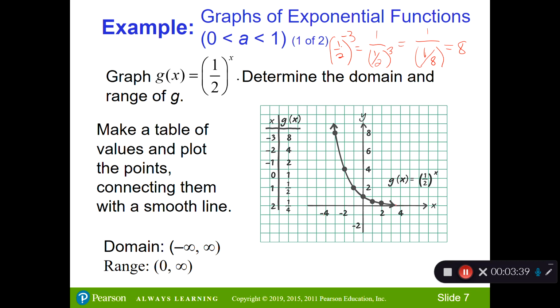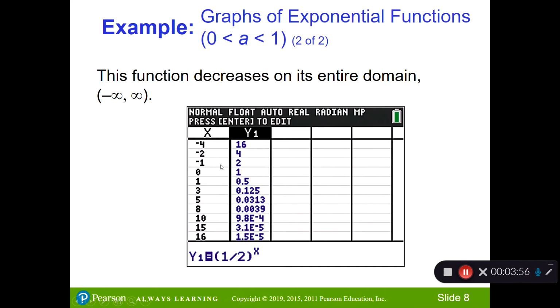But take a look at what's happening here. As the x gets large, as I'm going out this way on the graph, the y is going close to 0. As the x approaches negative infinity, I'm going this way on the graph, my y's are getting bigger, so the y approaches positive infinity. And we can see that with the table of values. For negative x plugged in, we're getting big. For positive x plugged in, we're getting really close to 0.